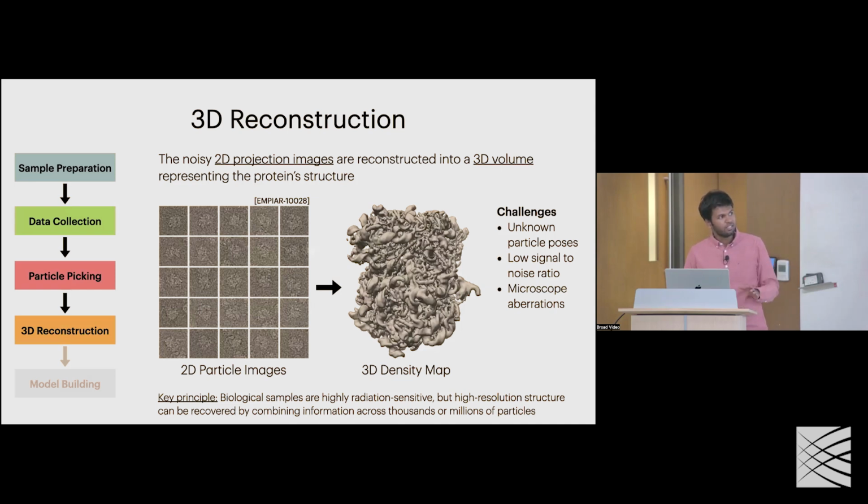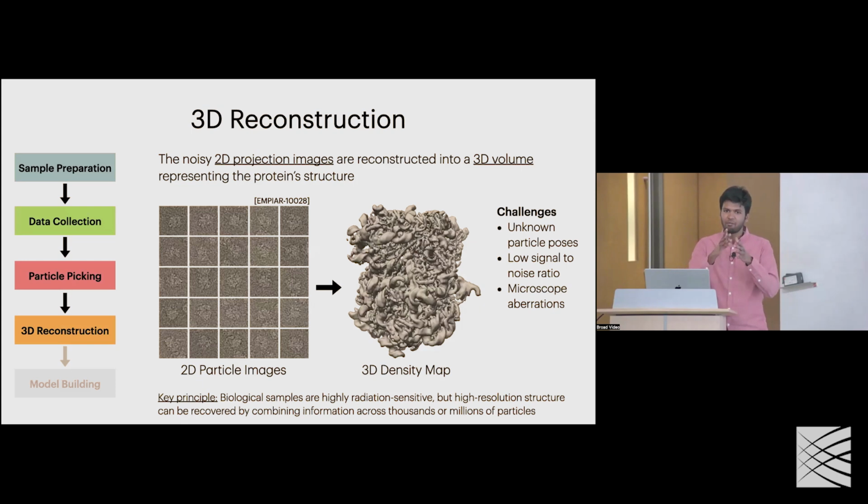Also, the particle orientations are unknown. In the sample, all those individual molecules are rotated randomly. And so in order to combine the signal, we need a common reference frame in which we can average that signal. And so the second thing is that we don't know what orientation each of those particles is in. We're going to have to estimate those parameters in addition to the underlying structure.